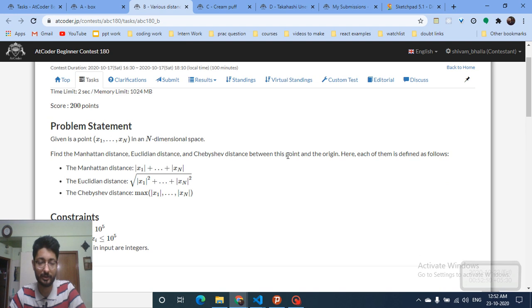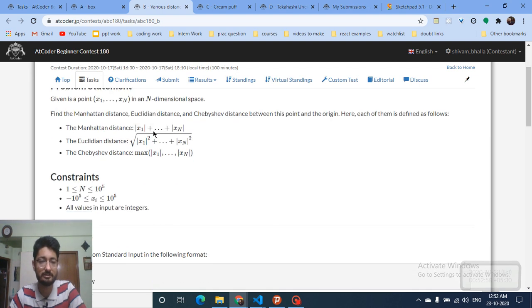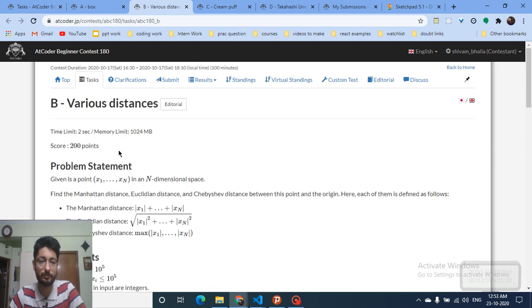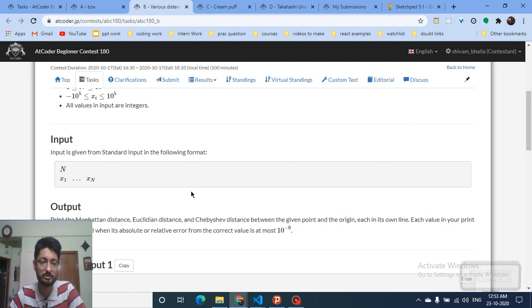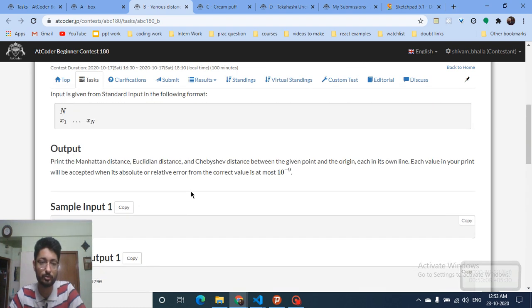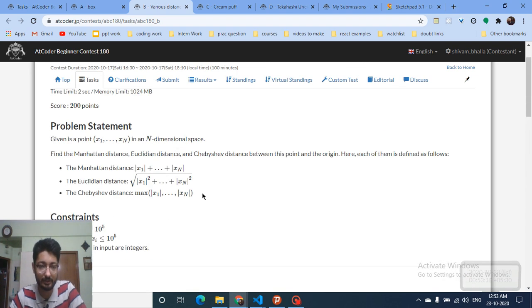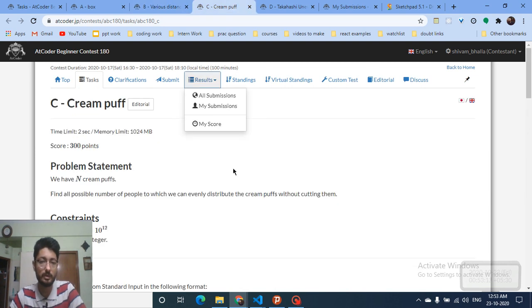The origin has all coordinates 0, and this is the point for which you have to find the distance from the origin. You just have to apply these formulas. If you are given x1 till xn, put them in the first formula, the second, and the third, and you get all the distances. You just have to take care to do this in double, because the sum can be an integer, but because you take a square root here, it will be a double. So that's also very simple.